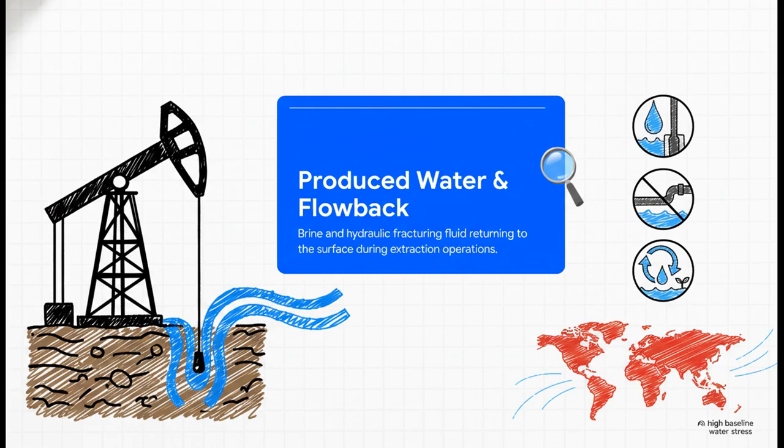Now, what's really interesting about this is how they track the liquid footprint. Take produced water and flowback. This refers to the actual brine pulled up from the earth during extraction, plus all that hydraulic fracturing fluid that comes rushing back to the surface. The standard mandates that companies measure the exact volume of this water. They have to disclose the exact percentage that's discharged, injected back underground, or recycled for other wells. And this metric is absolutely crucial, especially when these companies are operating in regions already suffering from high or extremely high baseline water stress. It's a huge deal.